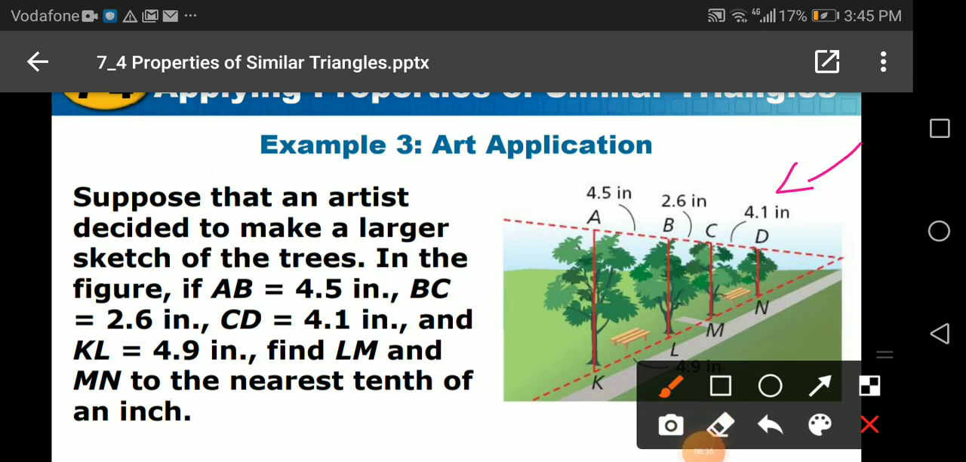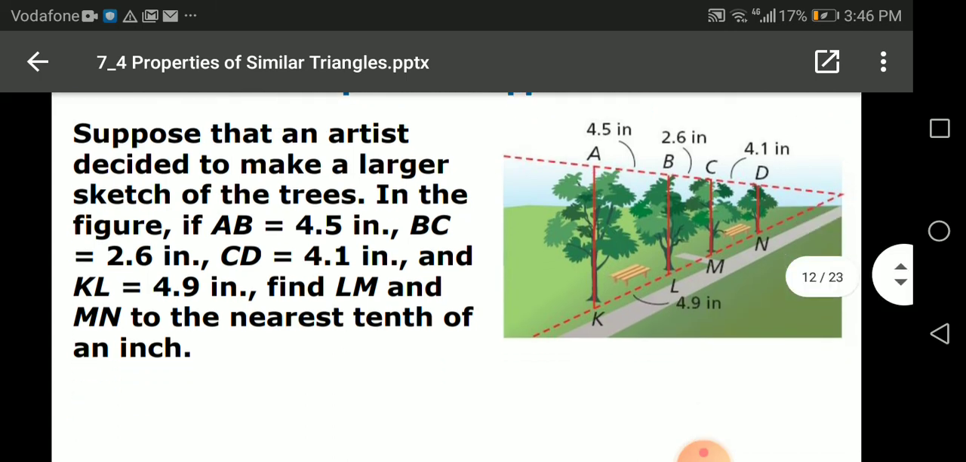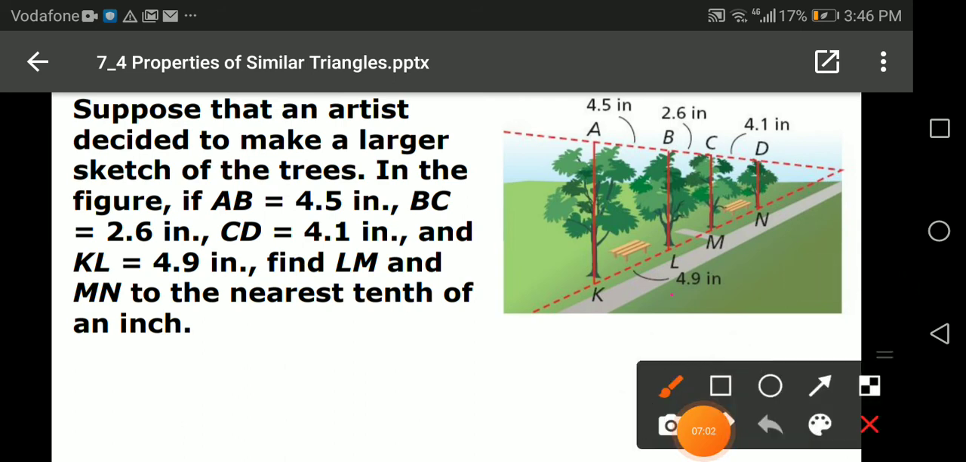Suppose that an artist decided to make a larger sketch of the trees. In the figure, as you see, this is a sketch. So if AB, this distance, is 4.5, then you have 2.6, then 4.1, and so on. And KL, this side, guys, KL is 4.9. He asks me to find LM, then MN, to the nearest tenth. What can I do?